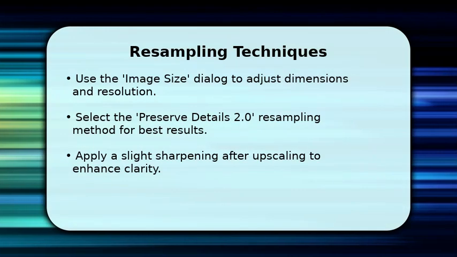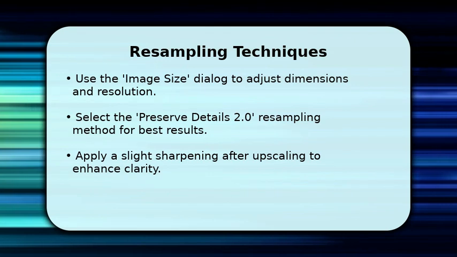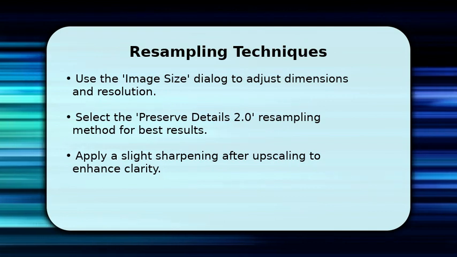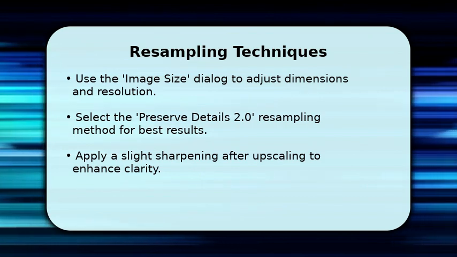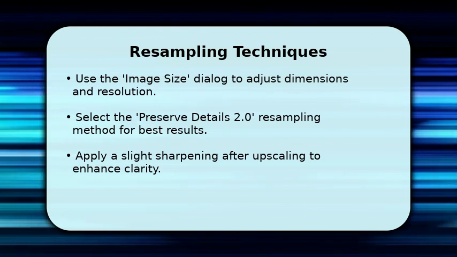To effectively increase your photo's quality, start by navigating to the Image Size dialog in Photoshop. Here, you can adjust both the dimensions and resolution of your picture. Crucially, select the Preserve Details 2.0 resampling method. It's designed to intelligently add pixels without introducing excessive blur. After upscaling, a subtle application of sharpening will help define edges and bring out finer details, making your image look much clearer.